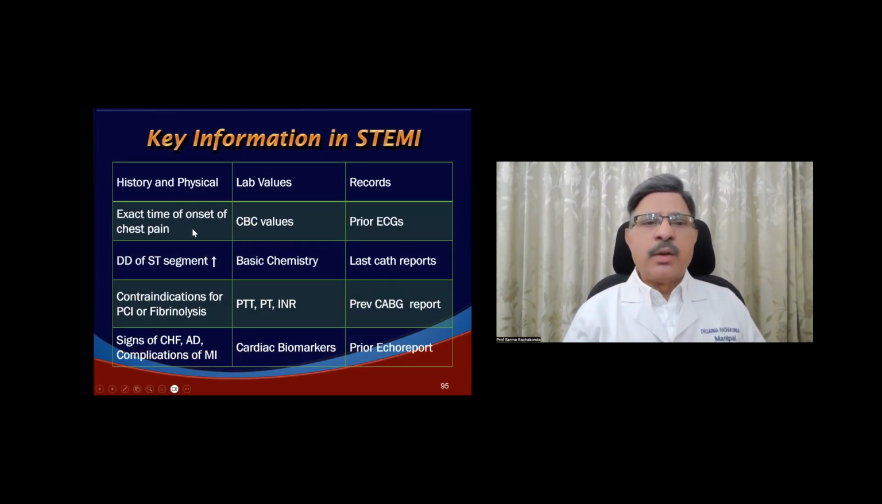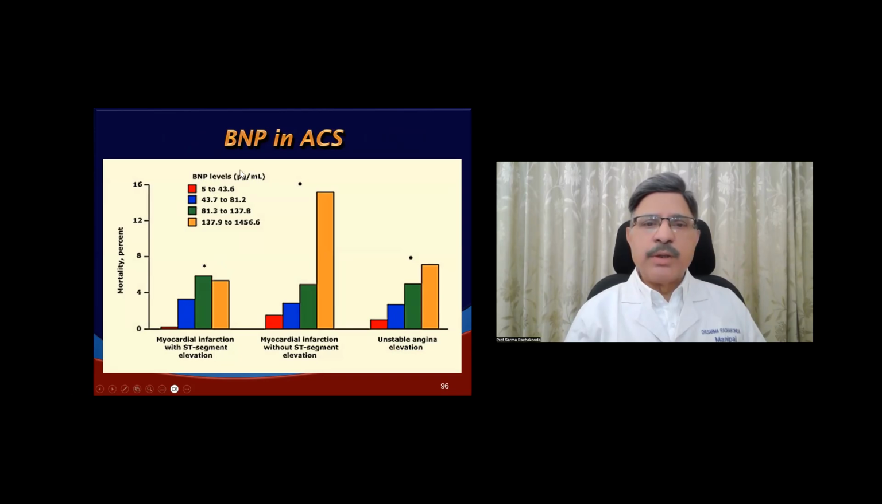History and physical: look for exact time of onset, DDx of ST segment elevation, contraindications for lysis, signs of CHF and aortic dissection and other complications. Lab values: CBC, basic biochemistry, prothrombin time, INR, cardiac biomarkers. What are biomarkers? hsCRP, troponin, and then NT-proBNP. Records: prior ECGs, last cath reports, previous CABG report, and echo report. So as you can see, if the BNP values are more, it indicates that the risk for mortality is very high, particularly in patients with NSTEMI.